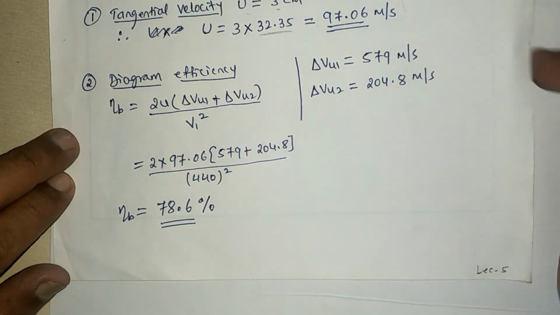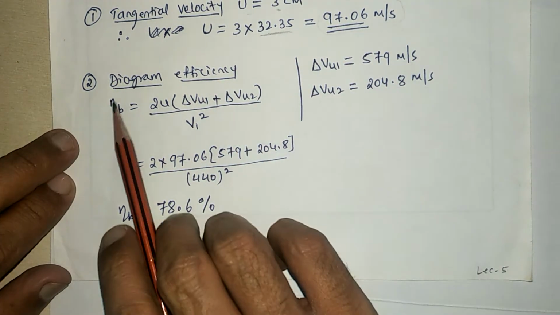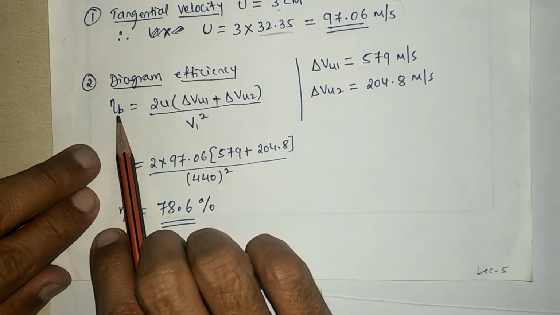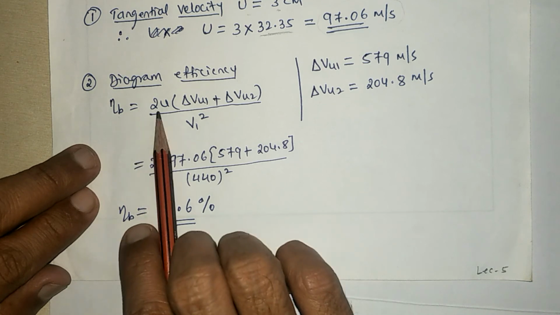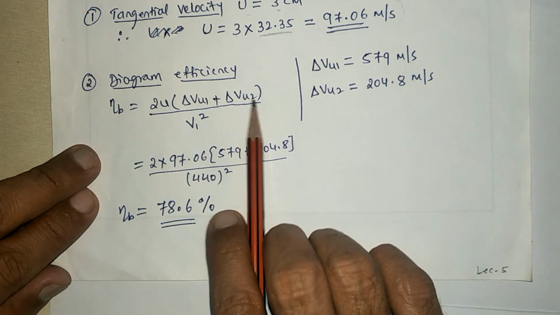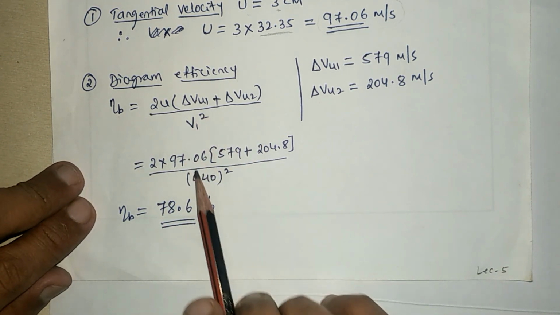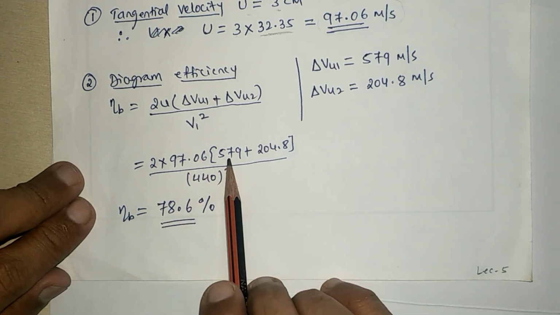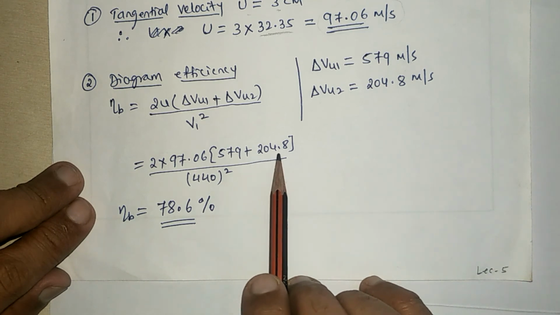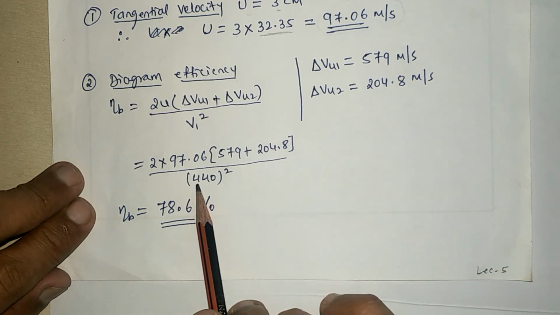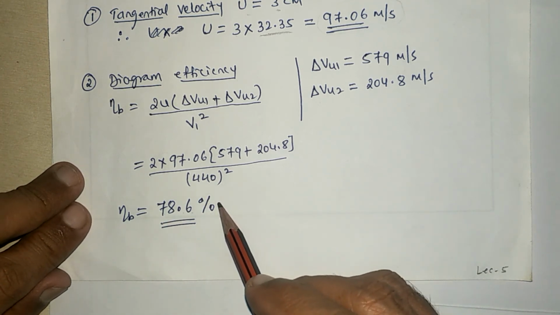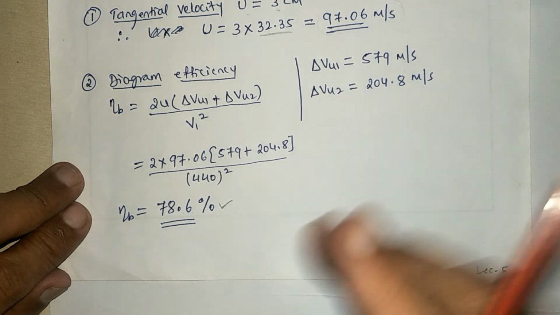Now the second quantity to be calculated is the diagram efficiency. The diagram efficiency, eta b, is equal to 2U into (delta Vu1 plus delta Vu2) divided by V1 squared. Substituting the values, 2 into 97.06 into (579 plus 204.8) divided by 440 squared, we get 78.6%. So we have solved this problem.